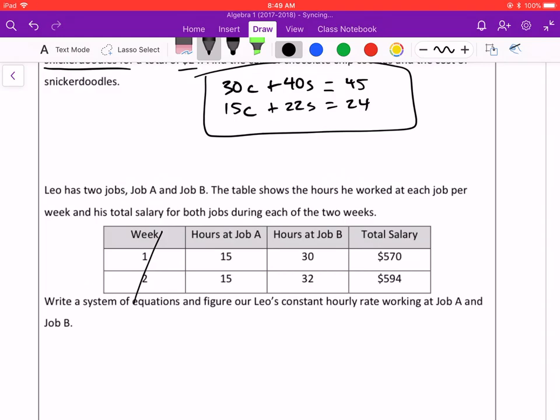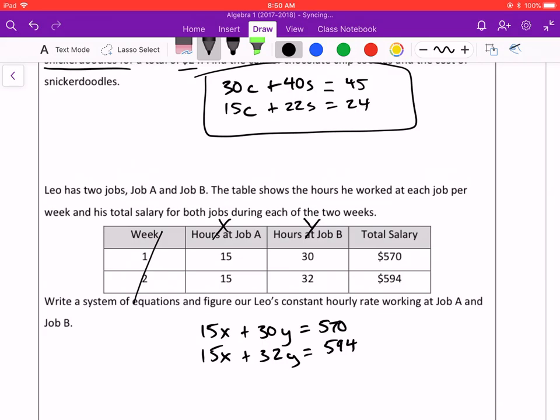But what is important is hours at job A. So let's just make this X. Hours at job B will be Y. Okay, you always got those 2 variables. So if I work 15 at job A, X, and I work 30 at job B, let's just say Y, you get a total of $570. If you work in the second week 15 at job A and 32 at job B, you make $594. So a little bit more. We work 2 more hours at job B, right?